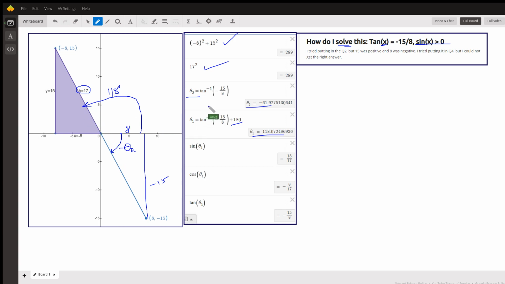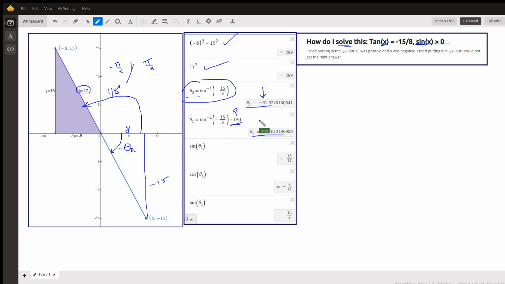Okay, now on a calculator, if you do arctangent or inverse tangent of negative 15/8, it'll give you the angle in the fourth quadrant, an angle between negative pi over 2 and pi over 2. And so if you need to move into the second quadrant, you have to know to add 180. If you're in radian mode, you'd add pi radians.